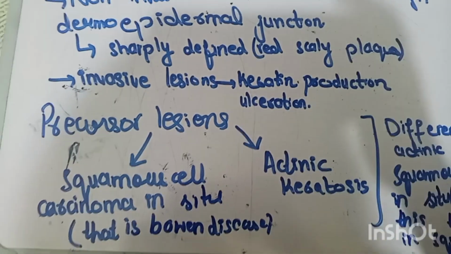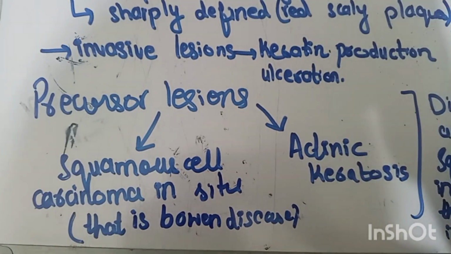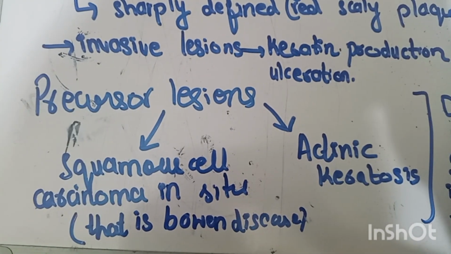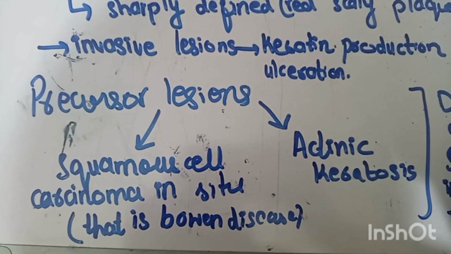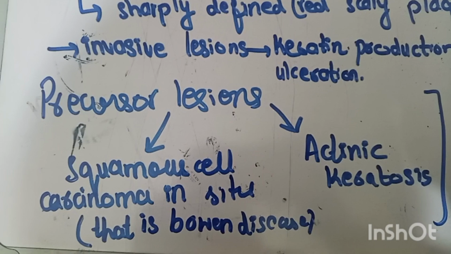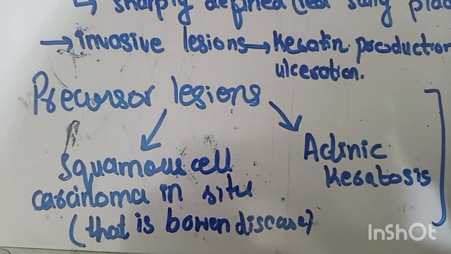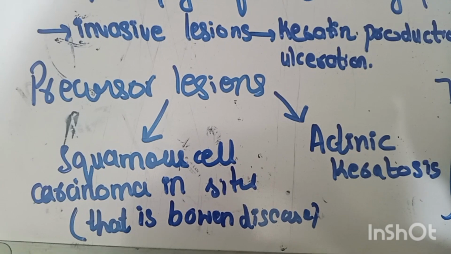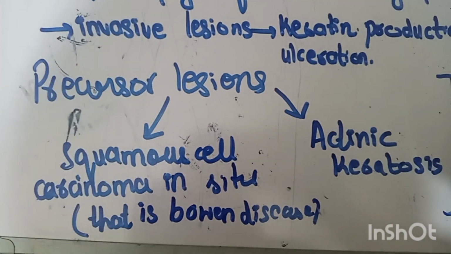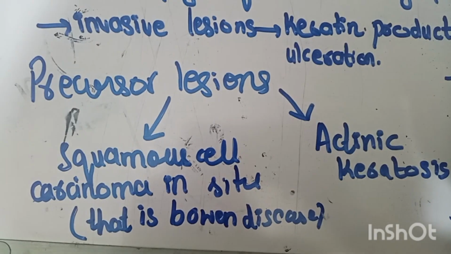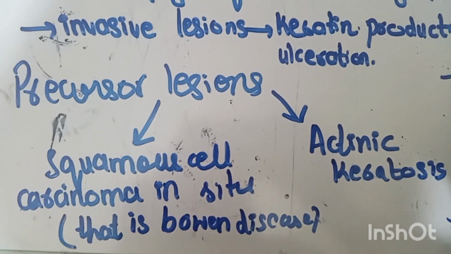So what are the precursor lesions? The precursor lesions in case of squamous cell carcinoma are squamous cell carcinoma in situ, also called Bowen's disease, and actinic keratosis. Now, what is the difference between squamous cell carcinoma in situ, that is Bowen disease, and actinic keratosis? These are the precursor lesions of squamous cell carcinoma, and they are non-invasive. And there are a few differences between squamous cell carcinoma in situ and actinic keratosis.